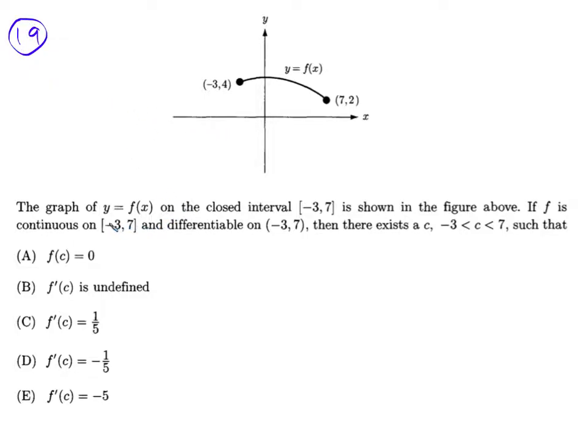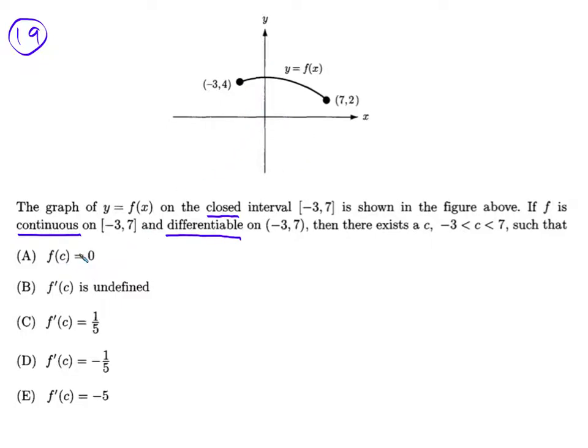All right, so this graph is closed. I underlined all keywords that let me know what theorem I'm using. On the figure shown above, show f, or if f is continuous, so underline continuous, and differentiable, underline differentiable. We have unlocked all three theorems. Then there exists a c such that, okay, so we're looking for things that are true, and it even gives us the graph up here.